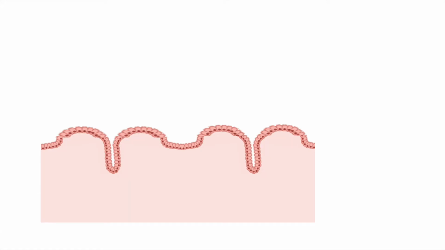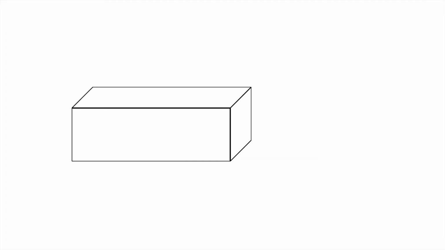This represents the villi of someone with celiac disease. We're going to try and work out the surface area to volume ratio of these villi of someone with celiac disease. And we can represent these villi with this block here. This block has a length of 12 centimeters, a width of 4 centimeters, and a height of 4 centimeters. The surface area of this block is 224 centimeters squared. The volume of this block is 192 centimeters cubed.